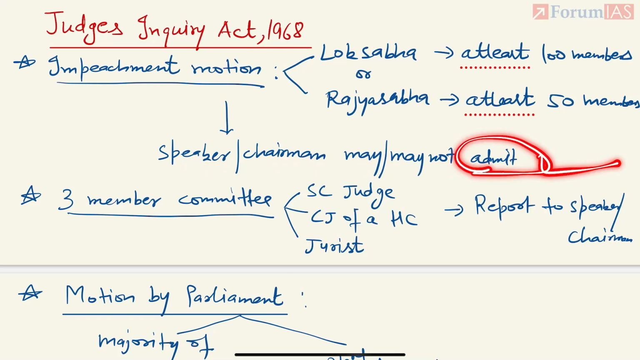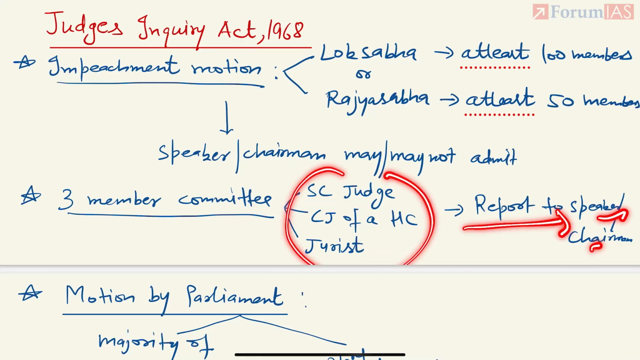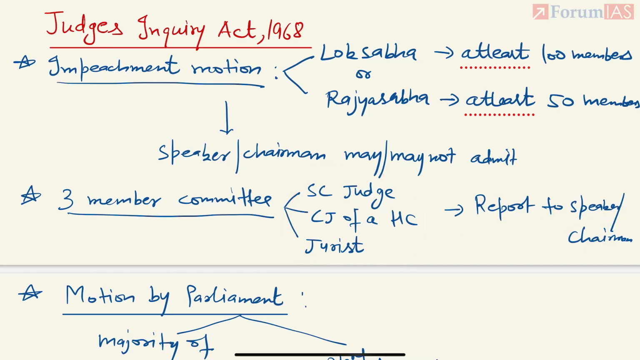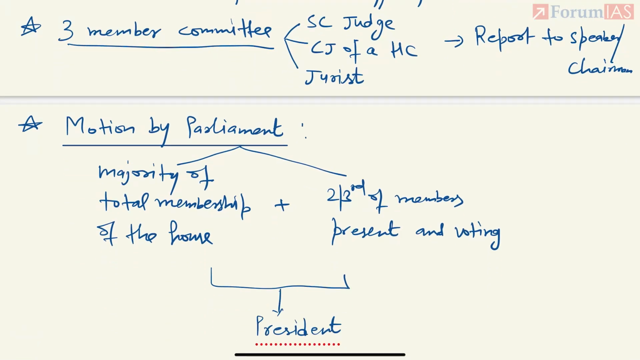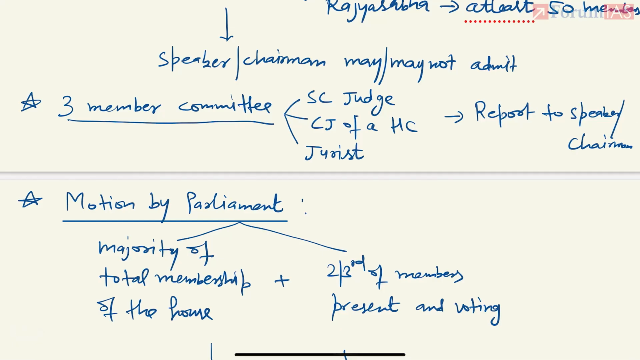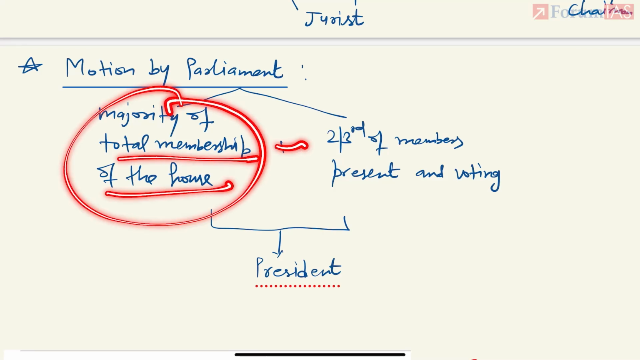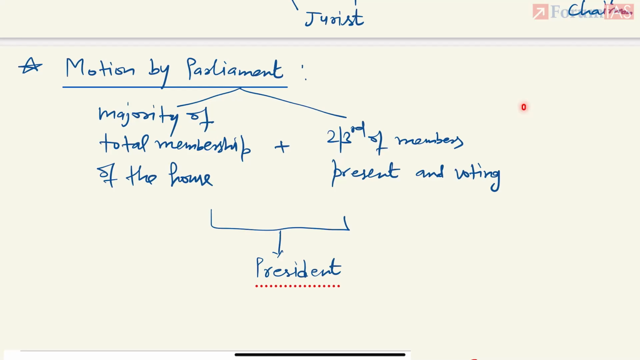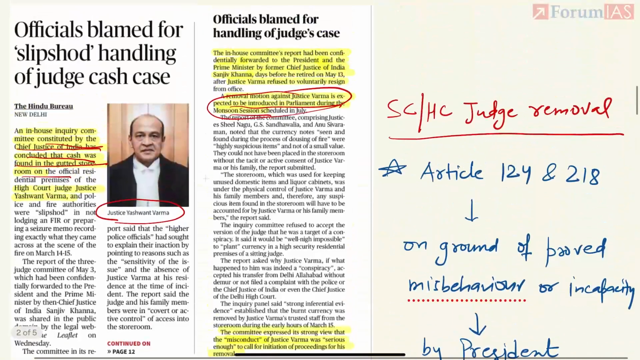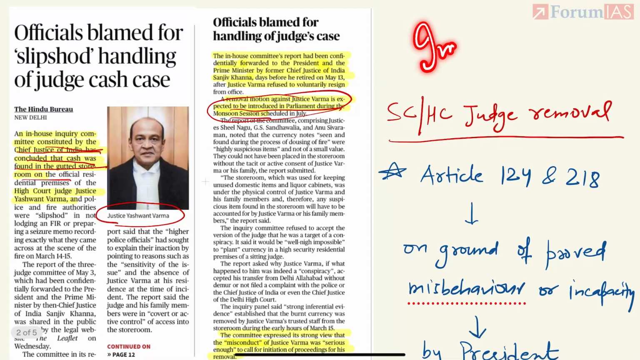If the motion is admitted, then a 3-member committee will be constituted comprising a Supreme Court judge, the Chief Justice of a High Court, and a distinguished jurist. The report will be submitted to the Speaker or the Chairman where the motion has been introduced. After the committee inquiry, if the judge is found guilty, then a motion in the parliament has to be approved by a majority of the total membership of the house plus 2/3 of the members present and voting. If it is done, then the president will sign it and the judge stands removed. One thing to be noticed is the word impeachment for a Supreme Court or High Court judge is not mentioned in the Constitution.